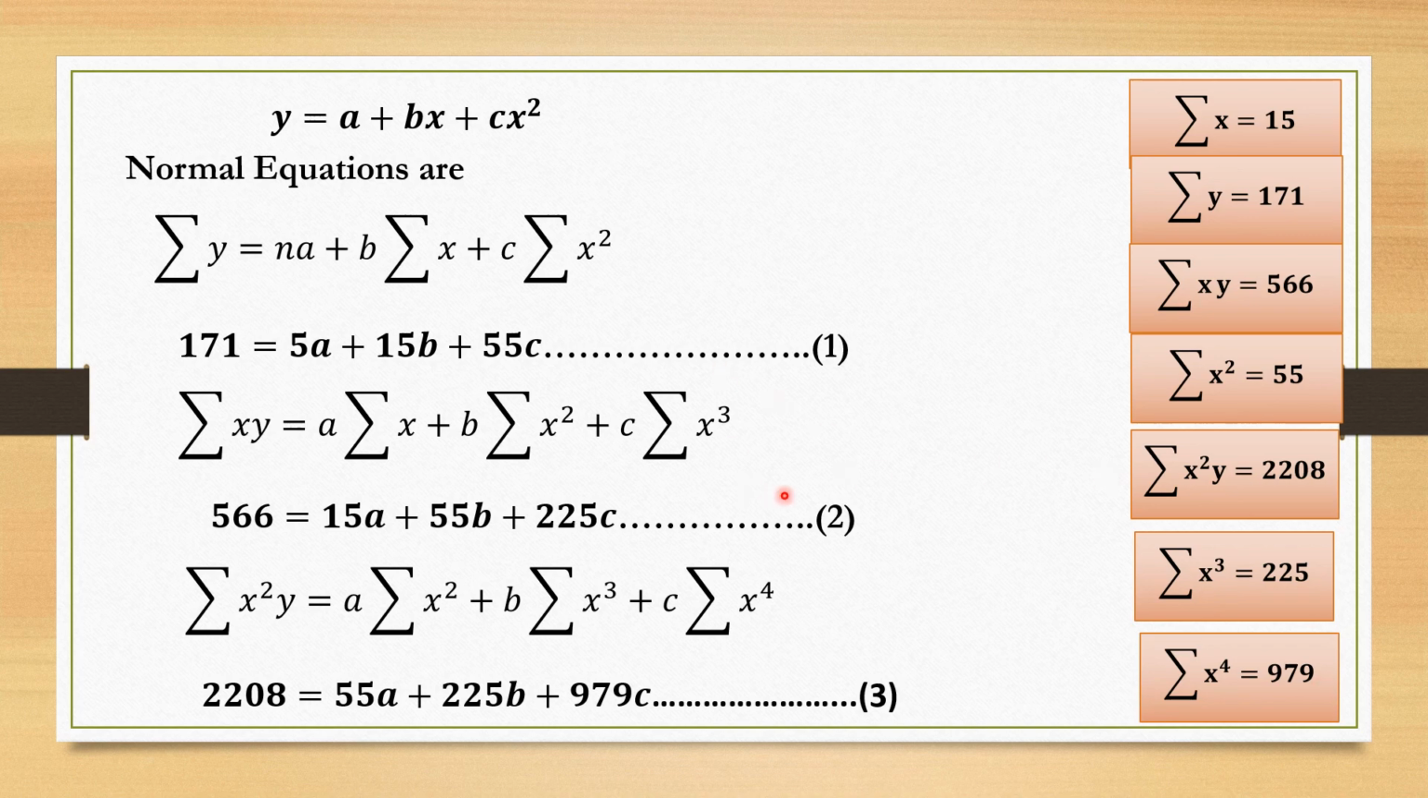Now solve equations 1, 2 and 3 using Calc and get the values of A, B and C. Again, when you enter the values in Calc, do it in this order. Start with 5, 15, 55, 171. 15, 55, 225 and 566. Then 55, 225, 979 and 2208. So give the values in the Calc in this particular order and then calculate the values of A, B and C.